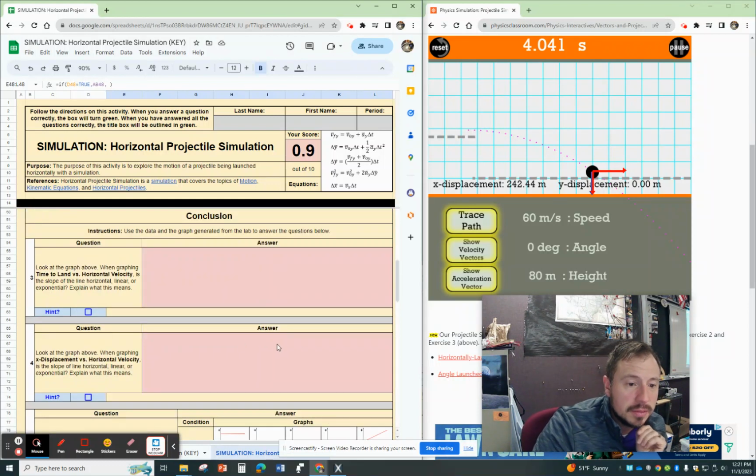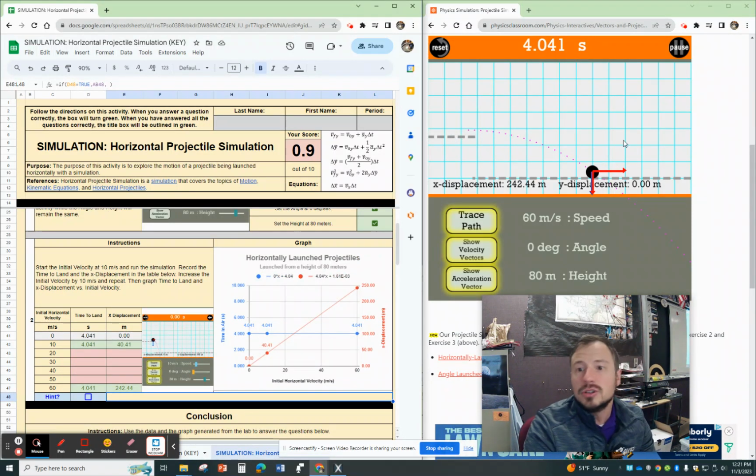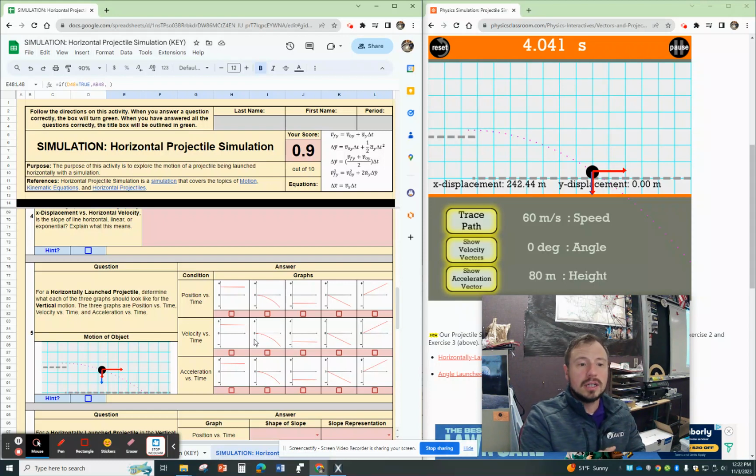Now, the x displacement versus horizontal velocity, well, it's this linear line. It makes sense. The faster it's launched off this table, the farther it's going to go. And it's a linear relationship, and that's because of the equation that calculates it, that last equation we have on here: delta x equals the velocity multiplied by the time interval. So you can see why that's a linear graph. That's what that's graphing.